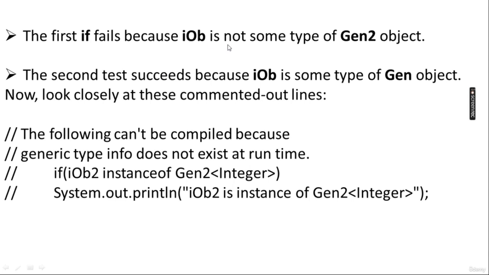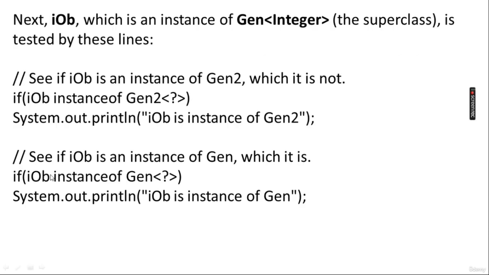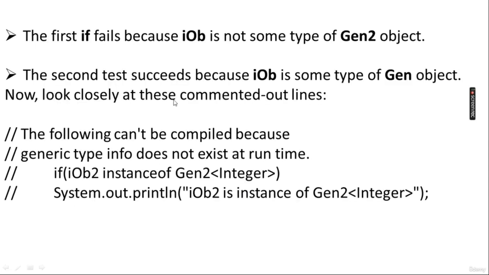The first if fails because iObject is not some type of Generic2<?> object. Okay. iObject instanceof Generic and iObject instanceof Generic2. iObject is of type Generic, and Generic is a superclass of Generic2, not a subclass. So this way it fails. Okay, iObject is directly an instance of the Generic class. The second test succeeds because iObject is some type of Generic<?> object.